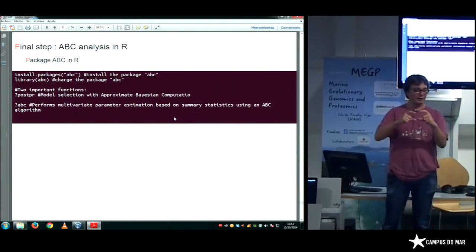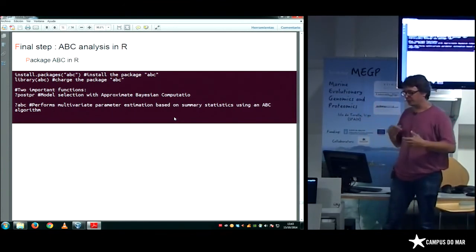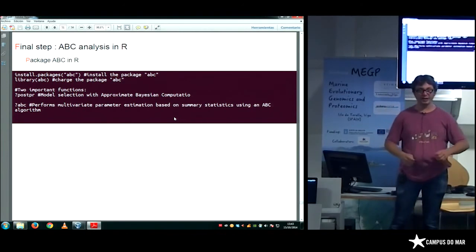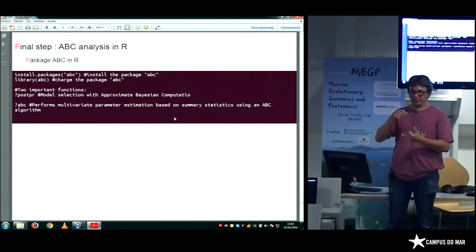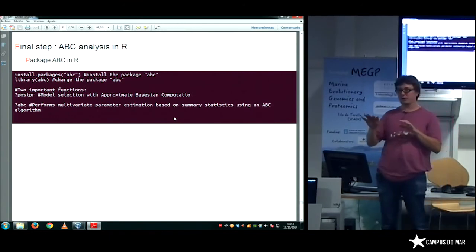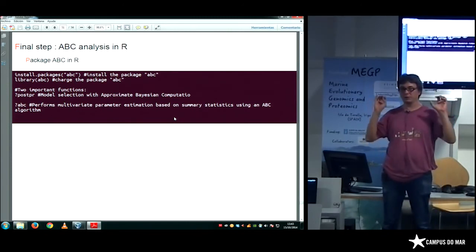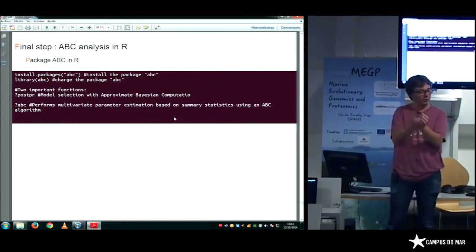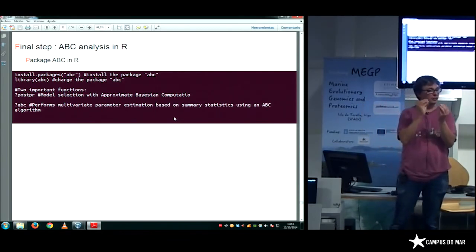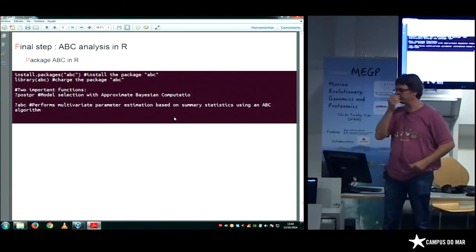After you have the ABC analysis in itself that we did not discuss today in the R package. For the parameter estimation, it takes some time to understand what is behind. But to test different models, as I showed you, it's quite easy. You just choose the model that produces the smallest Euclidean distance between the pseudo dataset and the observed dataset. Okay?